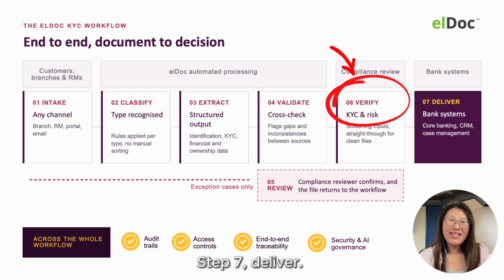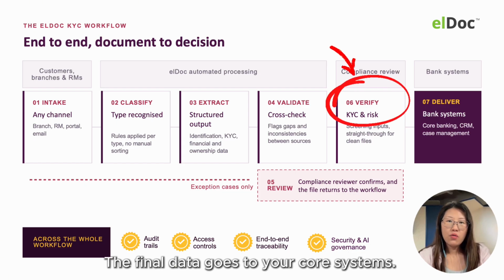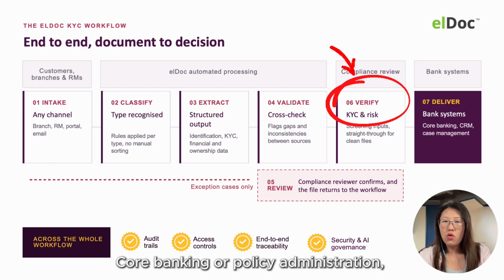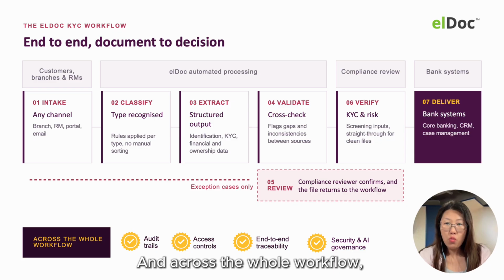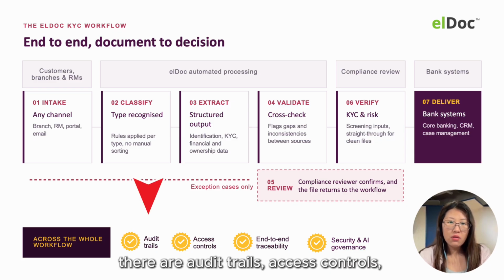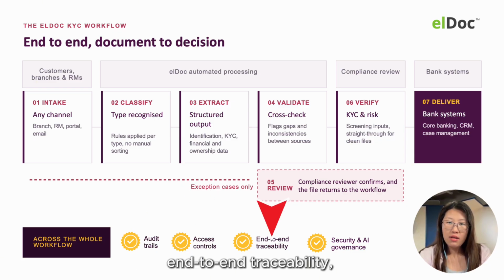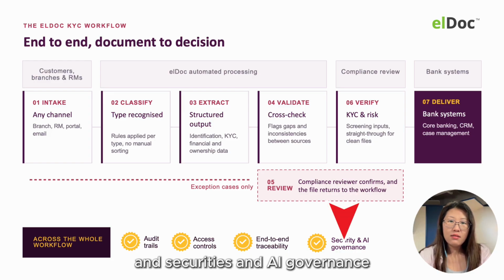Step 7. Delivery. The final data goes to your core system, for banking or policy administration, CRM, case management. Nobody types it again. And across the whole workflow, there are audit trails, access control, end-to-end traceability, security, and AI governance.